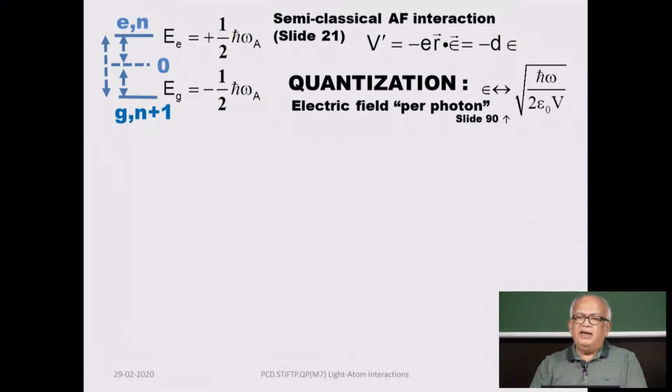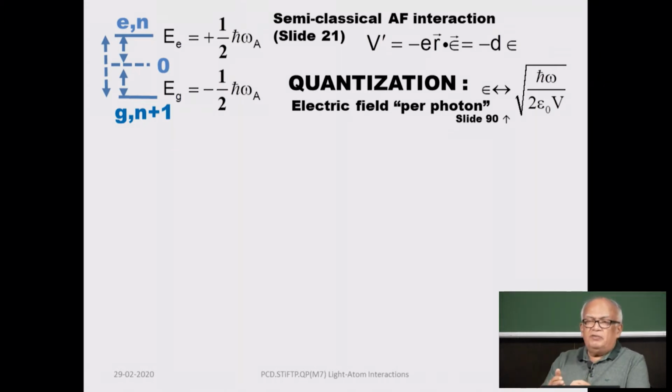So, the electric intensity is now given by this 1 over V factor, which comes under the square root, h cross omega over twice epsilon 0 V, and when you quantize this atom field term, because we have these three terms in the Hamiltonian, the atomic Hamiltonian, the field Hamiltonian, and the atom field interaction Hamiltonian. So, the atom Hamiltonian we have already written in terms of the Pauli operators or the Pauli-like operators, the raising and the lowering operators.